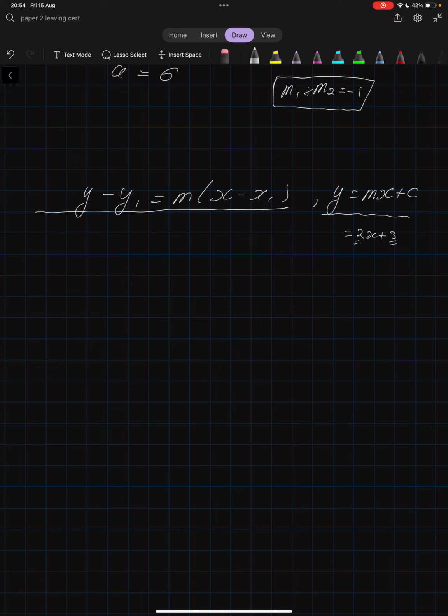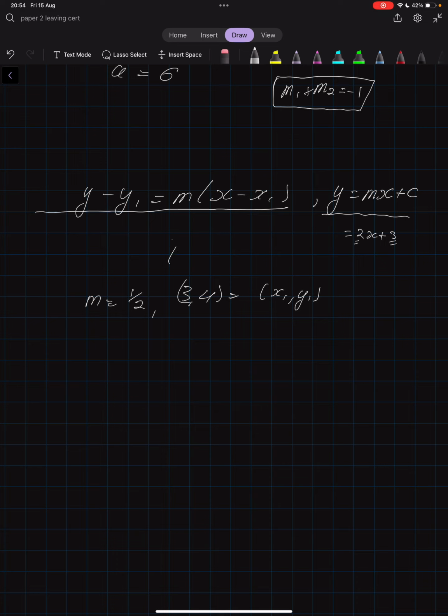So let's do a quick example. It says, find the equation of the line which passes through (3, 4) with a slope of a half. So the slope is a half, and it has to go through (3, 4). So (3, 4) is equal to x1, y1.